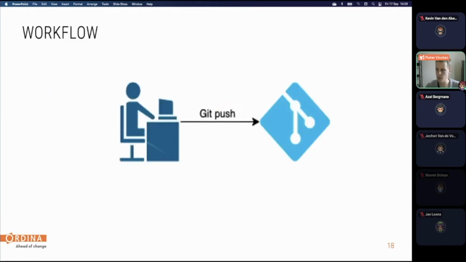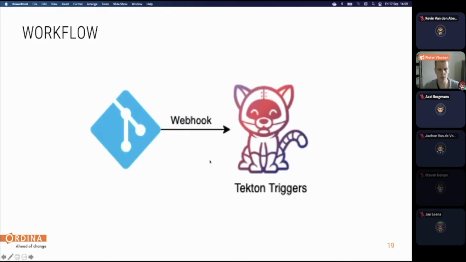So how does the workflow look in Tekton? So you start with a git push. Like we mentioned earlier, you commit something to a code repository that triggers your build. That is committed to your source code repository, and that triggers Tekton Triggers with a webhook.